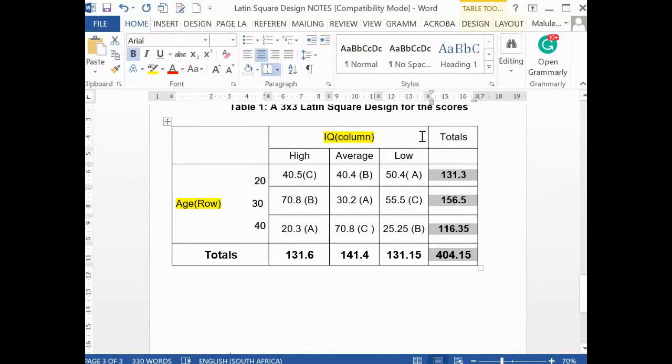Can someone copy the numbers down? Let me go to the whiteboard so that it can be effective. Can someone copy these numbers down together with the letters? Please copy these numbers so that I can go to the whiteboard and write so that you understand.